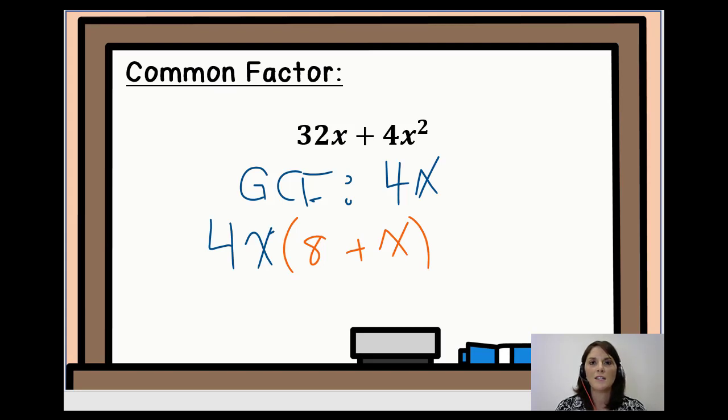Okay, so the result is 4x times (8 plus x) in the brackets. And we can check by expanding and simplifying. So if I took 4x times 8, 4 times 8 is 32, so 32x, plus 4x times x is 4x squared. So again, I can expand and simplify, and if I get my original question, then I know I have factored correctly. Okay, let's look at another example.